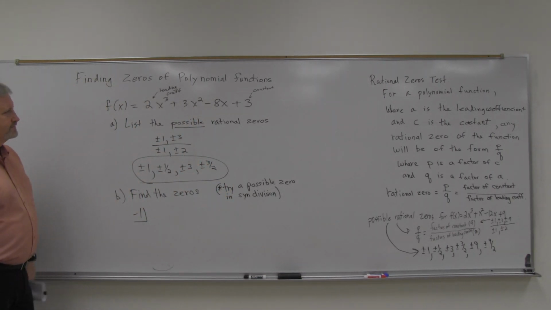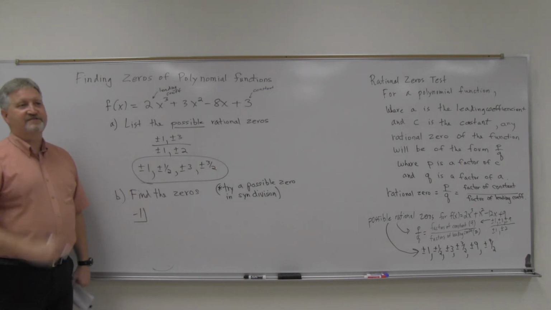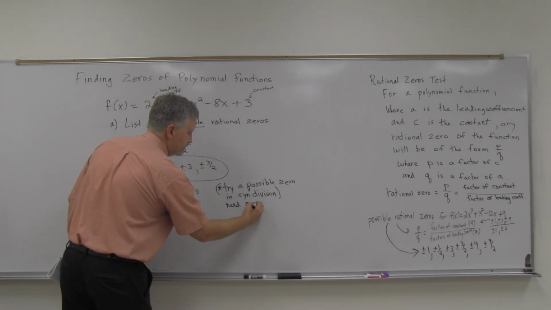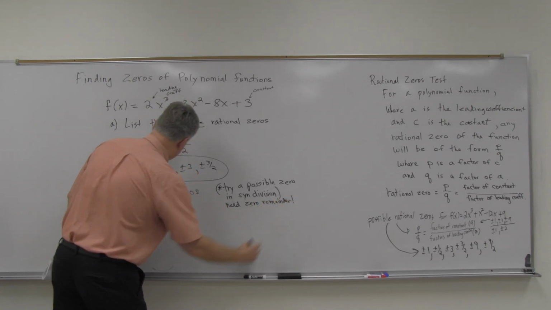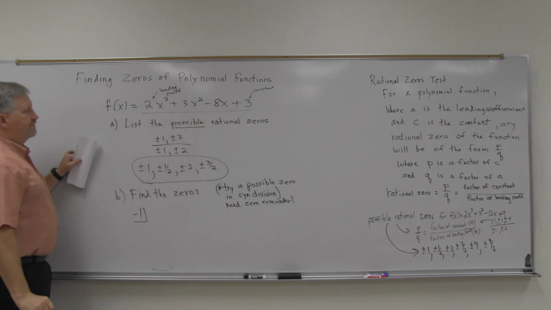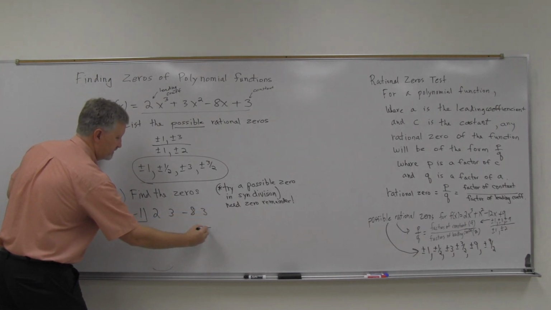Hopefully it will. So we're looking for a zero at the end, correct? We're looking for a zero. So for the possible zero to be a zero, you have to have a zero remainder, okay? So you need a zero remainder, based on our previous discussion there. All right, so does -1 work? So I'll take -1.